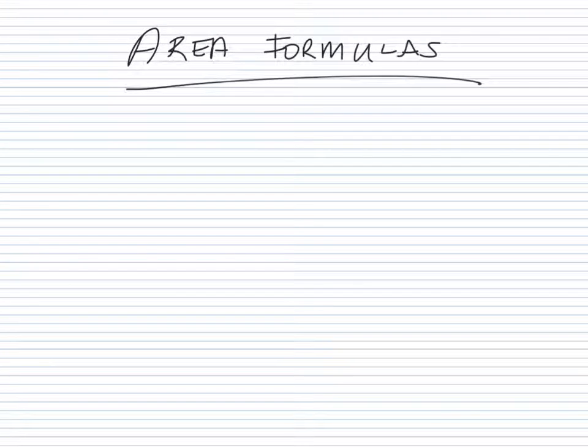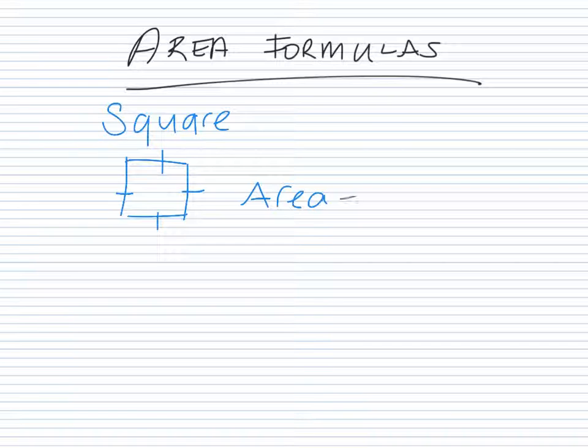Today we are going to look at area formulas for a number of shapes. Our first one is going to be the square. So here we have our square. It has equal sides. Now, for the area formula for a square, it is L, so length squared.